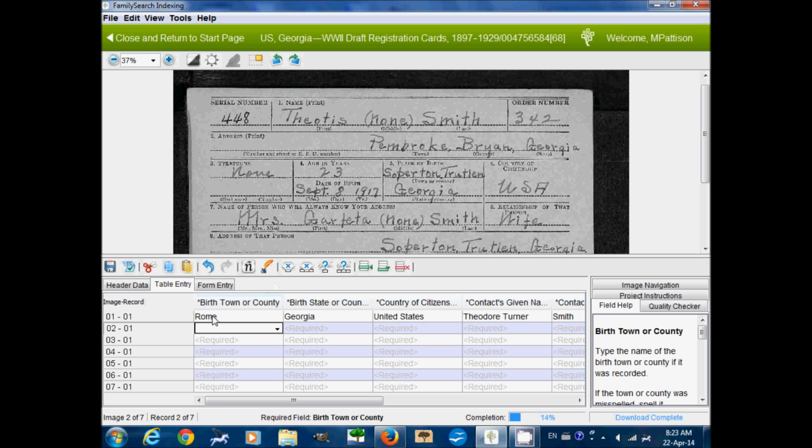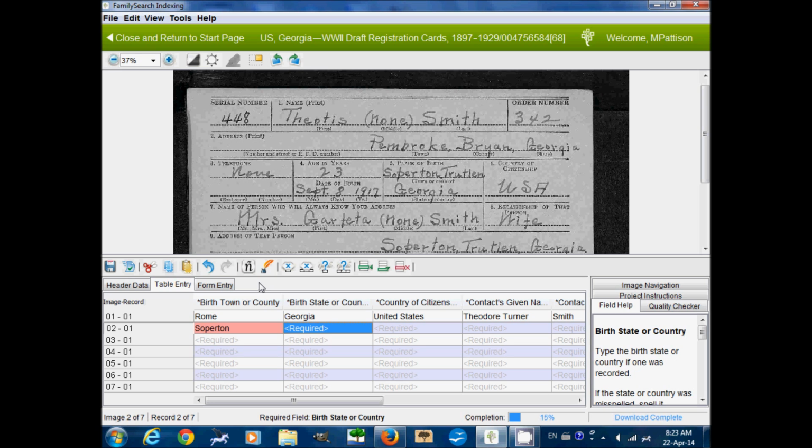You see the first entry is once again not the name, but we are to enter the birth town or county, and you can find that here, box number 5, place of birth. Now in this case it has both the town and the county, and that's what I wanted to show you. So we are only going to enter the town. Since it says town or county and town comes first, we only enter the town.